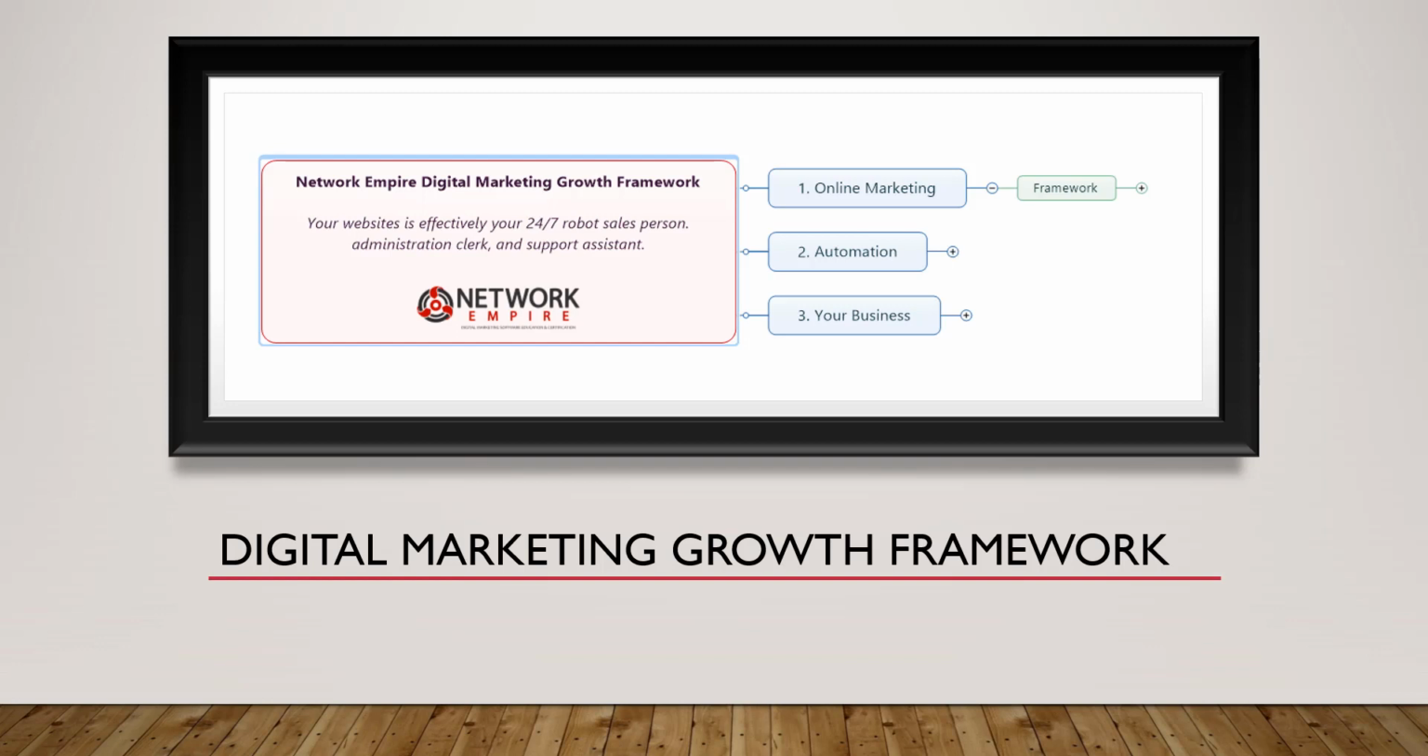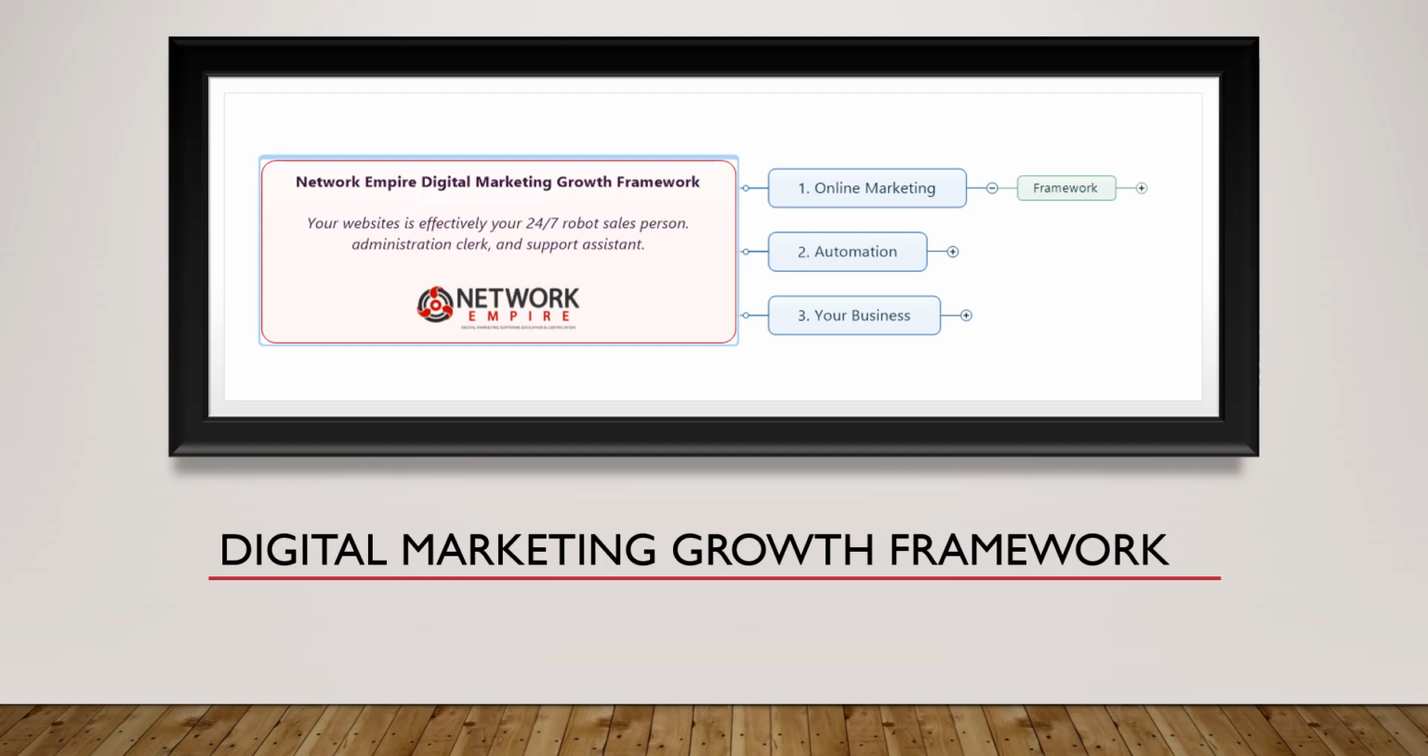This is what the growth framework's all about. It's basically a 24/7 robot salesperson, administration clerk, and a supporter system, which is broken into 3 points: online marketing, automation, and essentially your business, your back office. Through this course, we're going to make reference to different parts of the framework where we do certain things. And one thing to know up front is Digital Marketer's Toolbox has been designed with this framework underpinning it to get us the information we need as fast as possible in a structured way that we can utilize and use in our business.